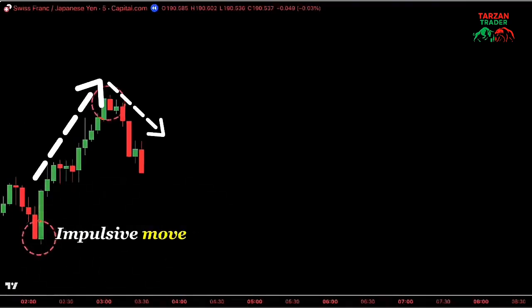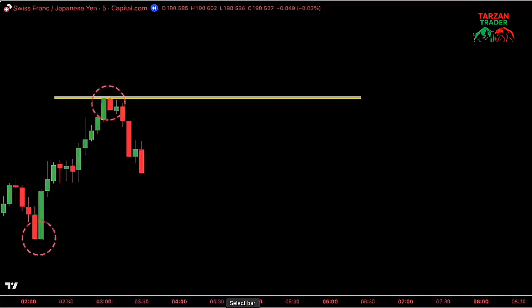This first movement to the upside is what we call the impulsive move, where buyers are pushing the price higher. After that, the market starts to move down, which is simply a retracement caused by profit taking, not a reversal. At this point, we identify an important area where the market previously reacted. This is where we place our resistance level, because this is the zone where price stopped going higher and reversed. This level is called resistance, because sellers were strong enough at this point to push the market down.